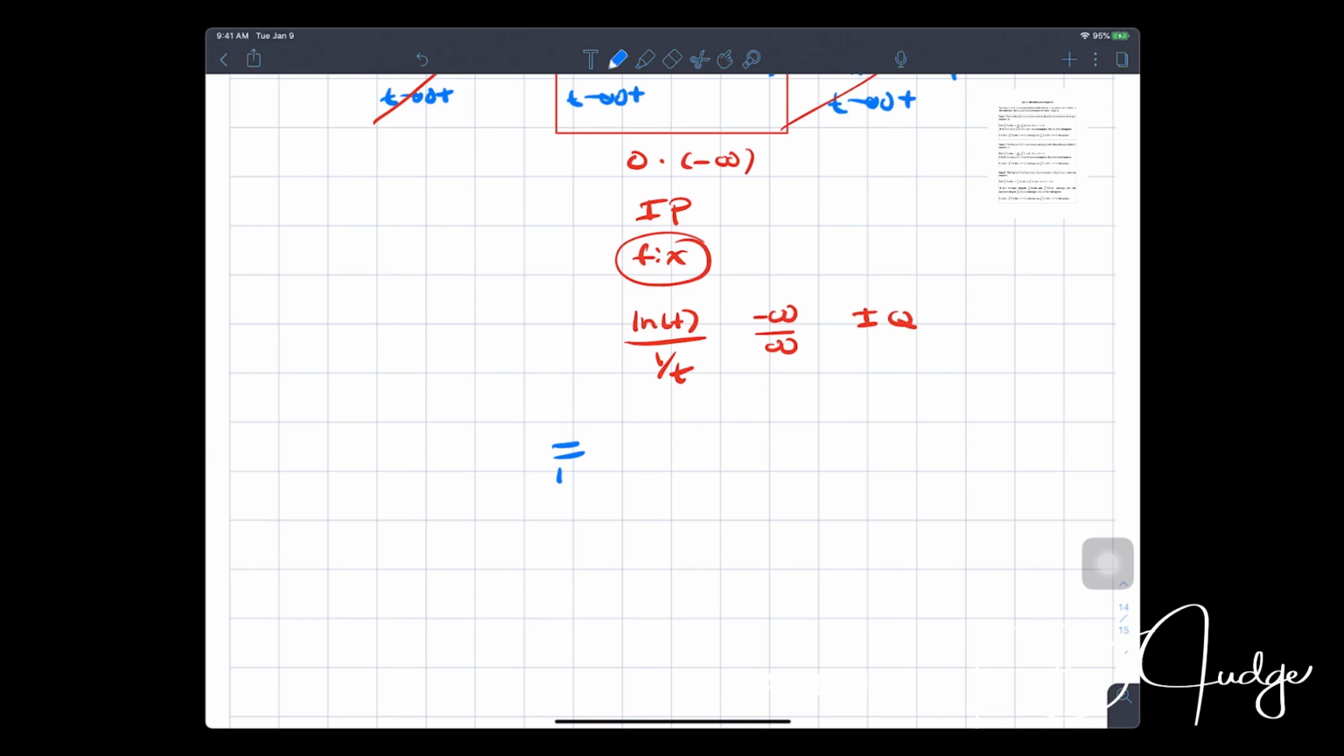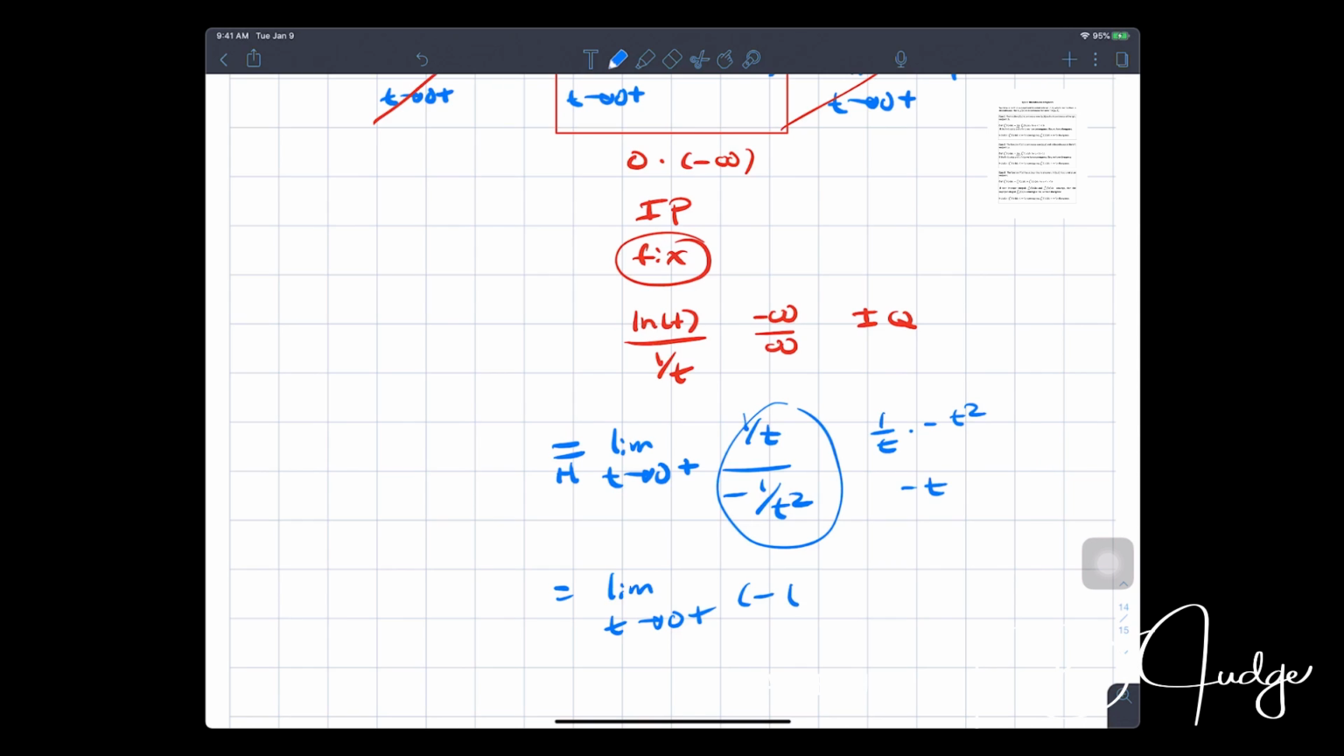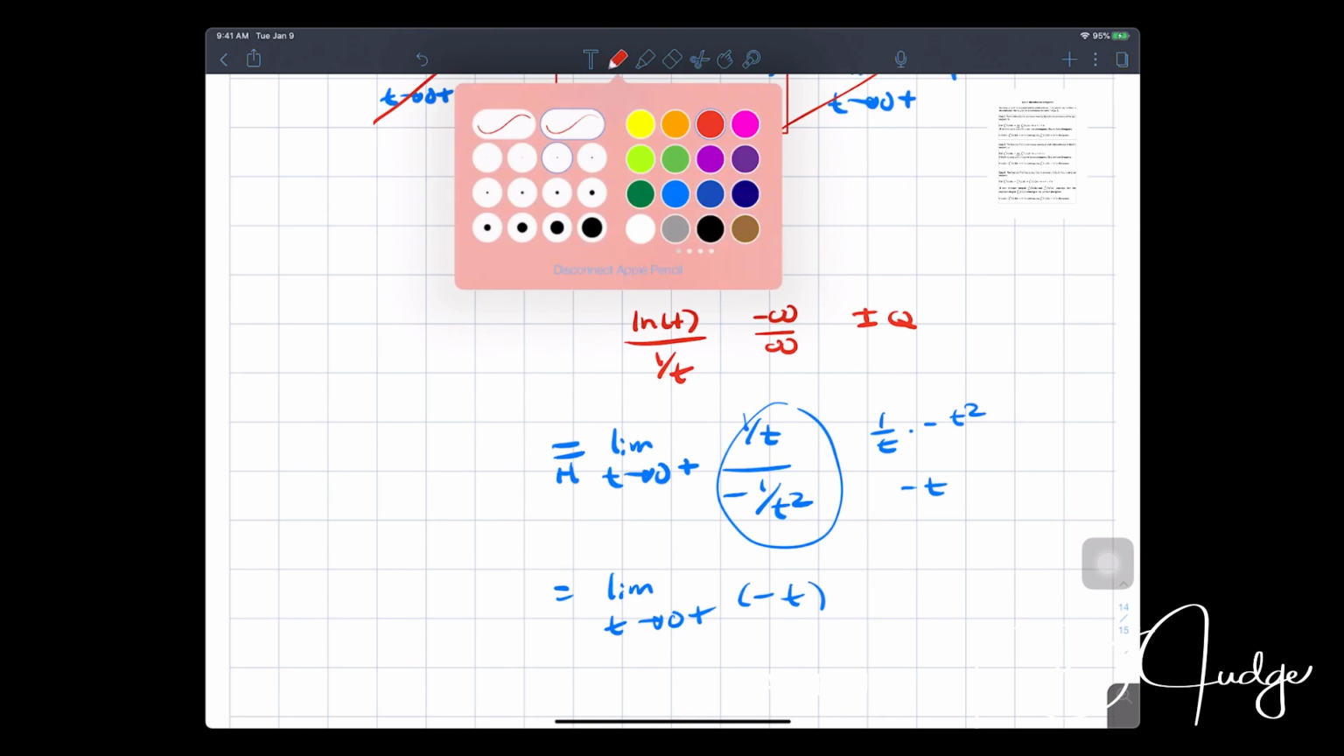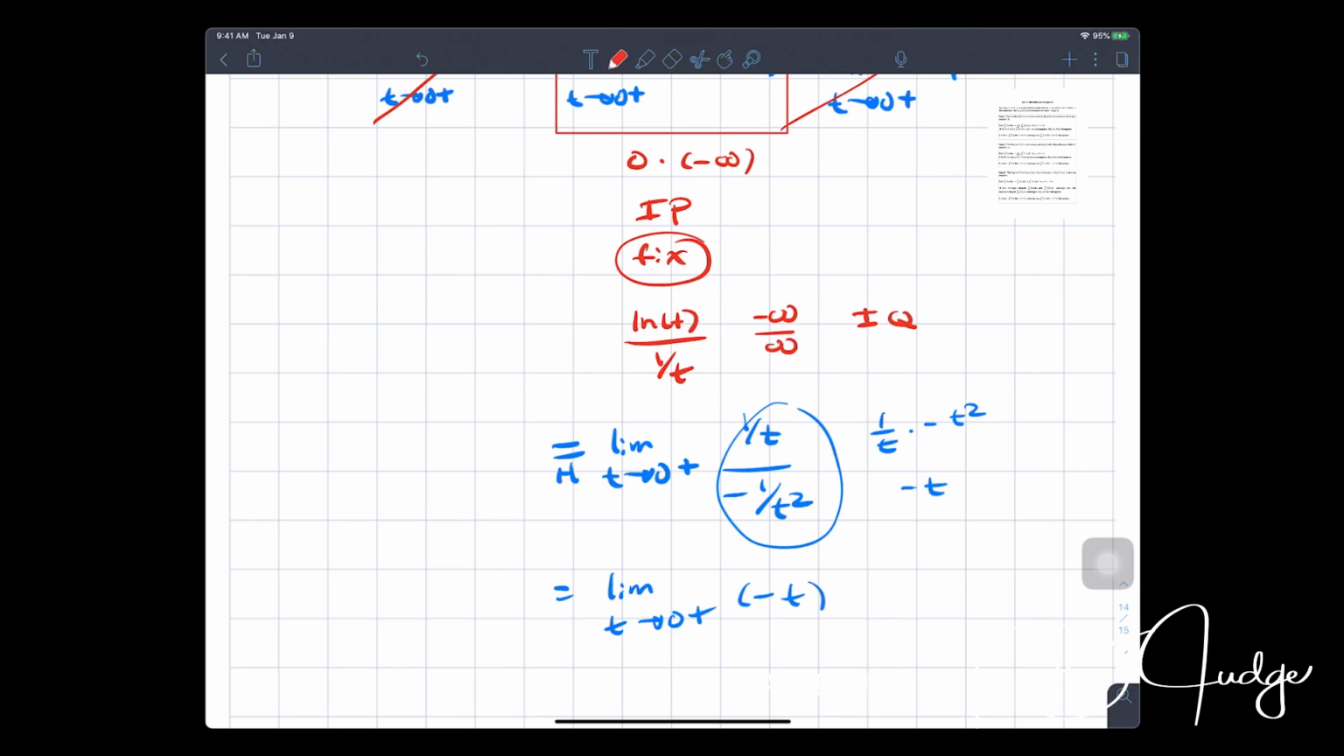So by L'Hôpital's Rule, that's going to be the limit as t goes to 0 from the right of 1 over t over minus 1 over t squared. And so doing your algebra here, 1 over t times minus t squared, we just get negative t. So this is the limit as t goes to 0 from the right of minus t. You guys know where that goes to. It goes to 0. Is that right?